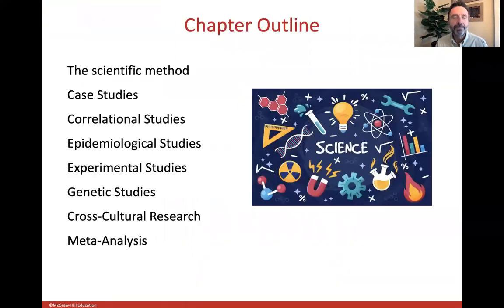Let us start. So in our research, again, our working definition of psychology is the scientific study of human thought and behavior. So this is the emphasis on that scientific part. We use a scientific method in our research. We do case studies where we're looking at one particular person in detail. We have some correlation studies, some epidemiological studies, and some experimental studies.